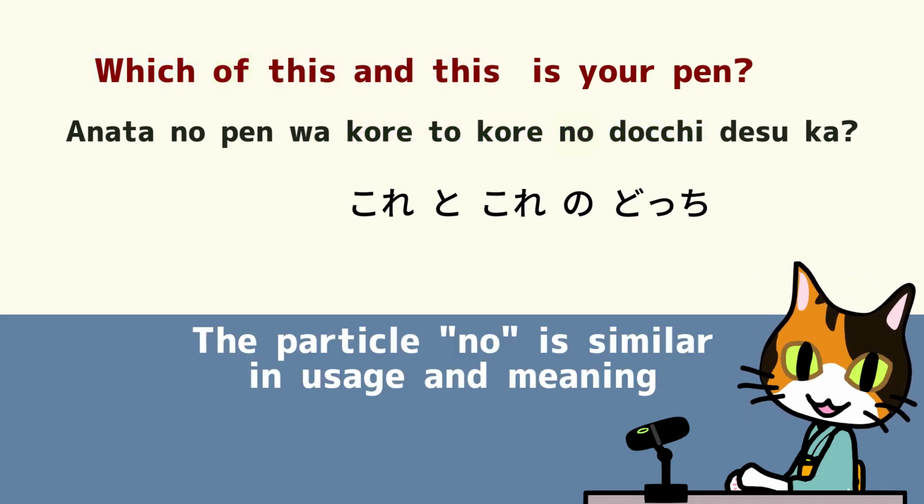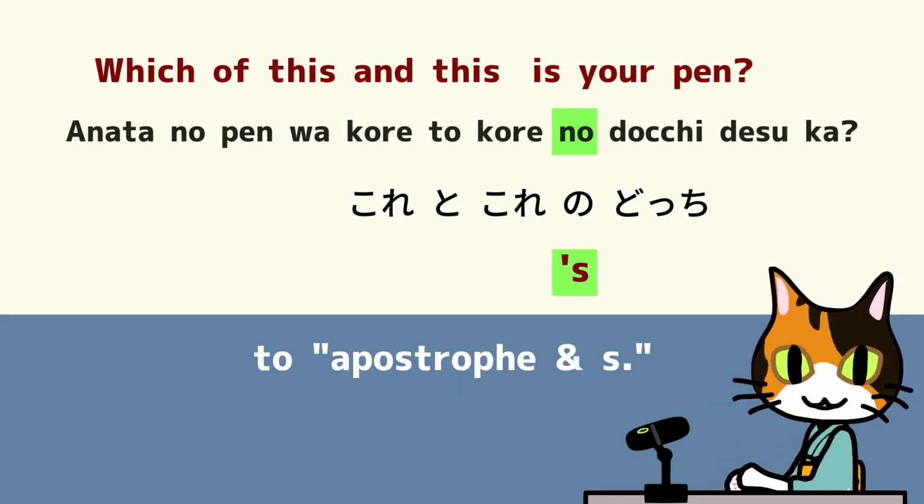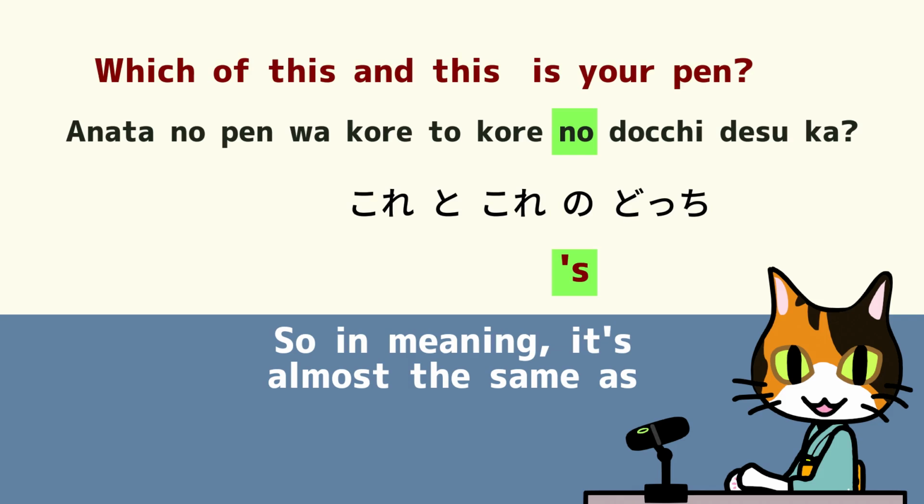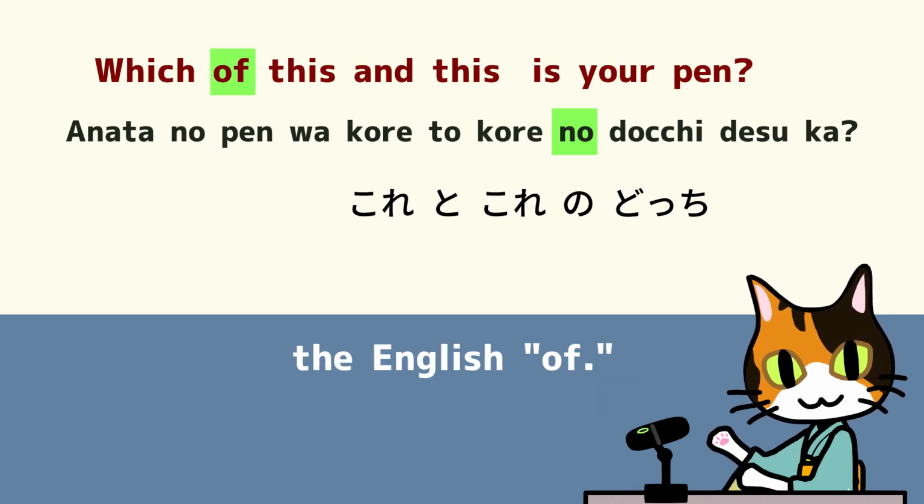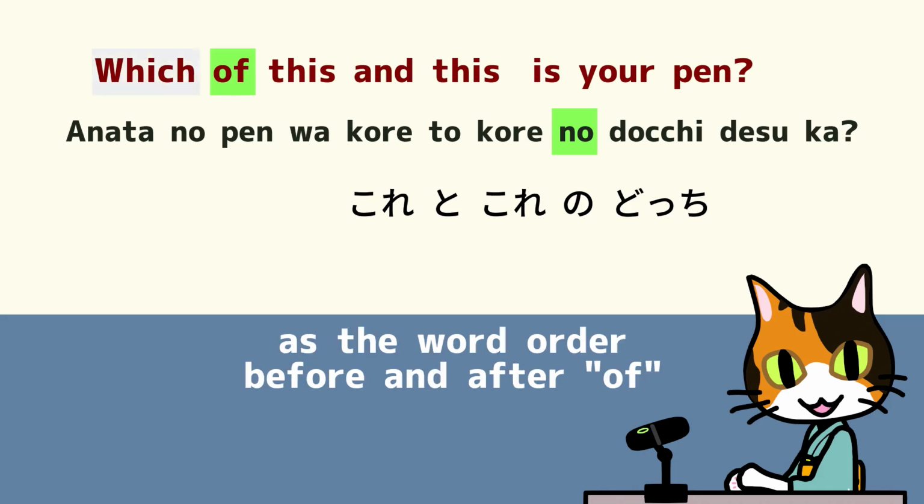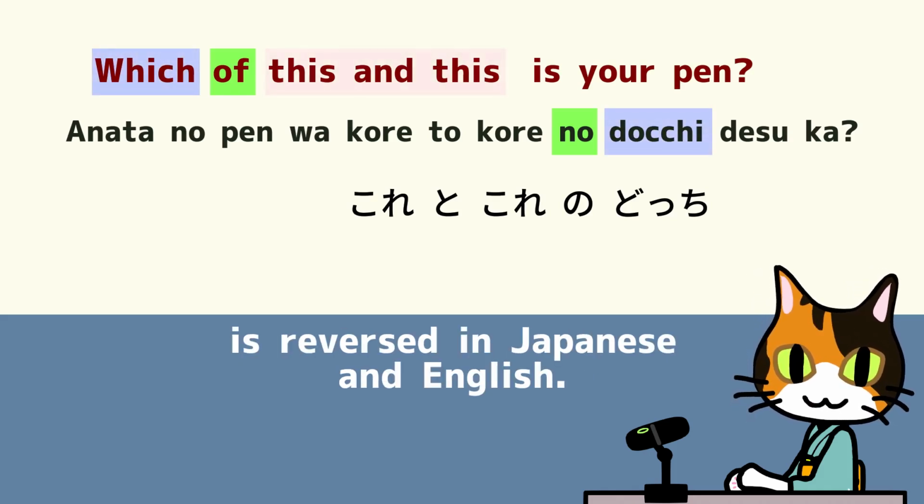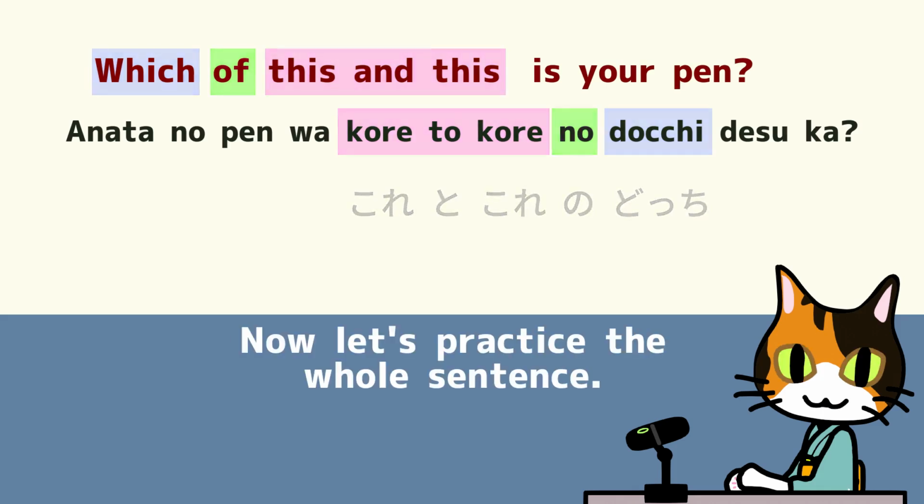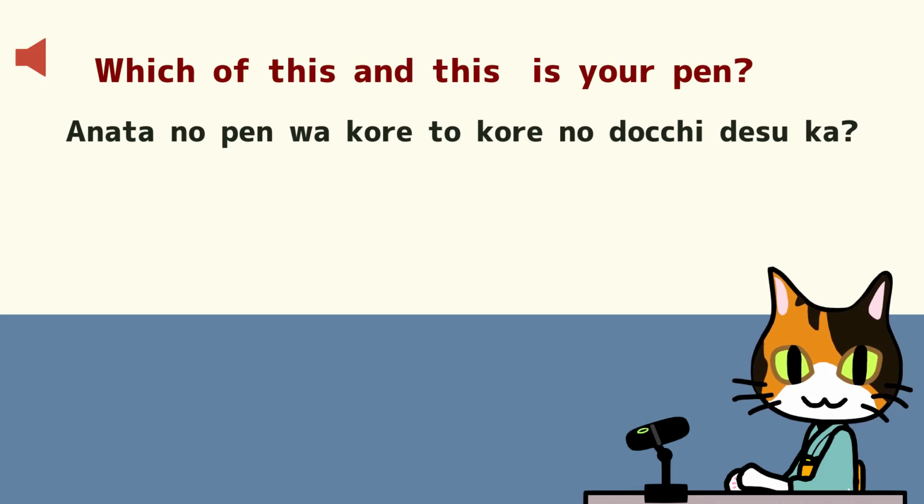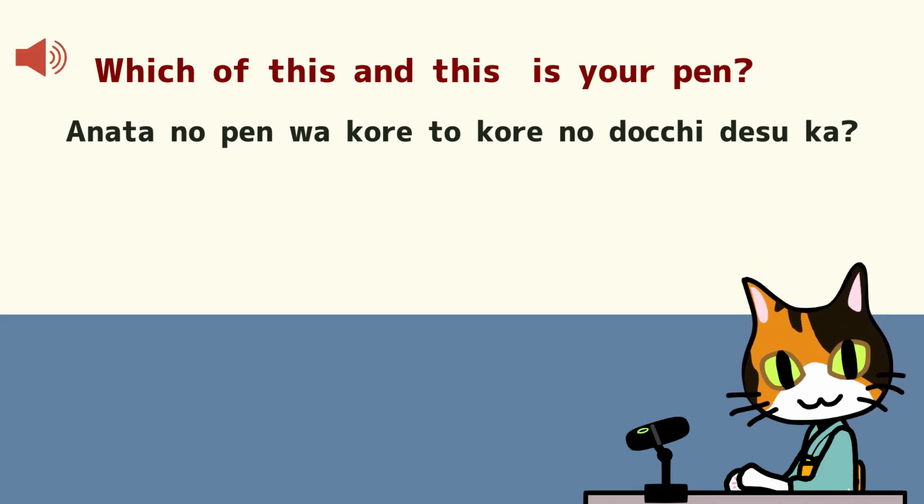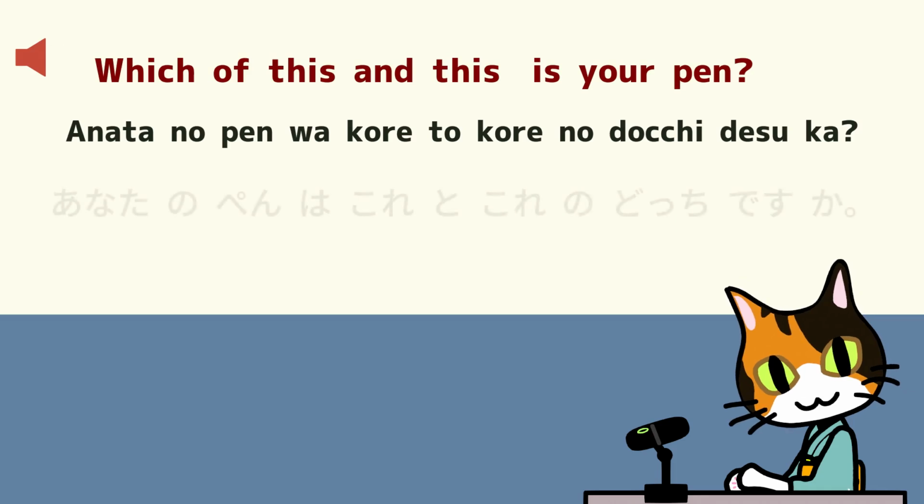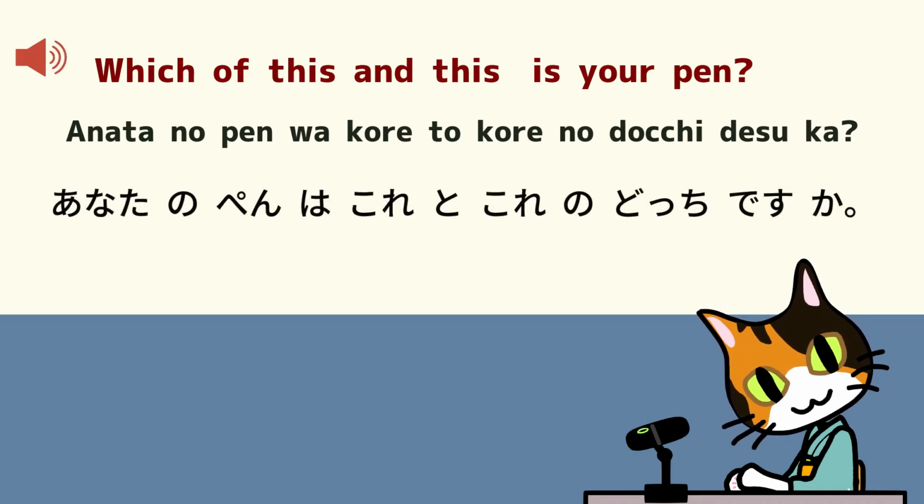Great. The particle no is similar in usage and meaning to apostrophe s. So in meaning, it's almost the same as the English "of." However, be careful, as the word order before and after "of" is reversed in Japanese and English. Now let's practice the whole sentence. あなたのペンはこれとこれのどっちですか?